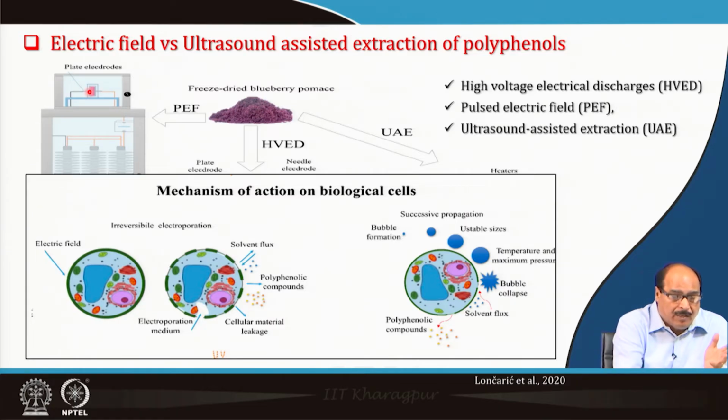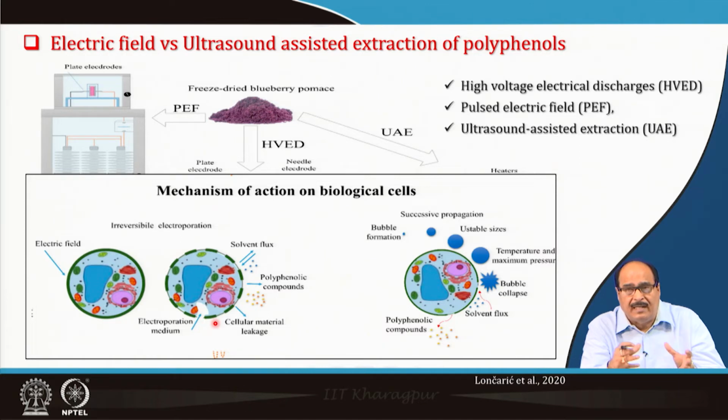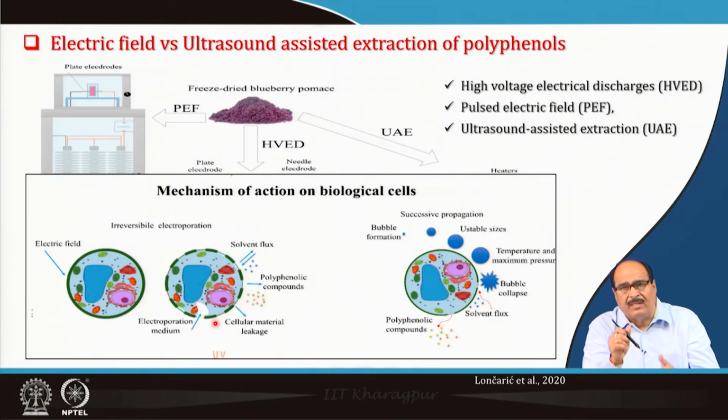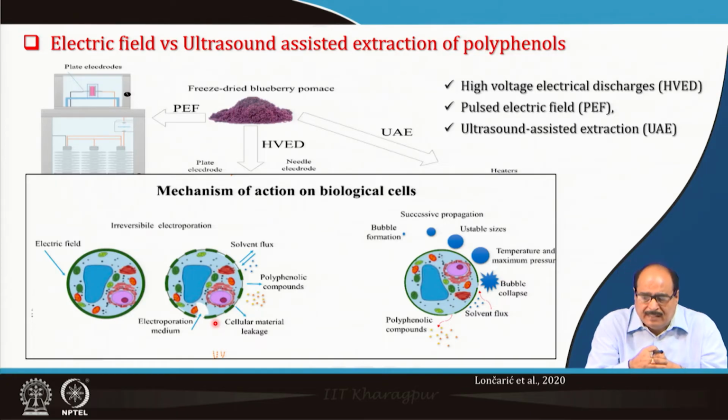That is, when you are applying the electric field, the biological cells are damaged and ruptured, that is pores are created, either existing pores are enlarged or new pores are created. Through that flux, the cellular components from inside go outside, and the outside solvent penetrates inside the cell. There is release of polyphenolic components, dissolved polyphenols, or cellular material leakage, and all those things you can then extract.